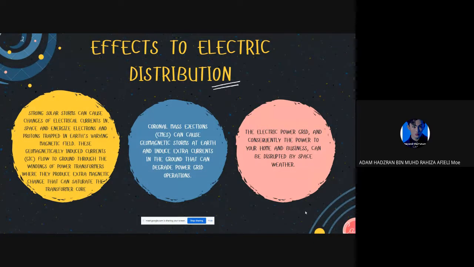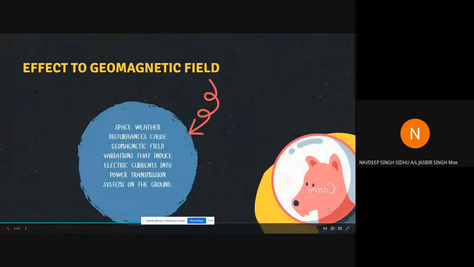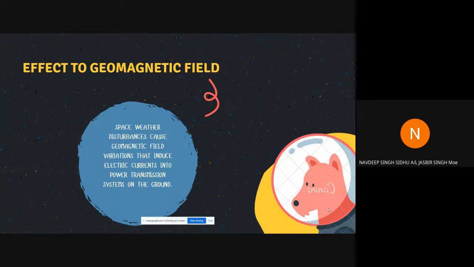Other than that, coronal mass ejection can cause geomagnetic storm at Earth and induce extra currents in the ground that can degrade power grid operation. Lastly but not least, the electric power grid and consequently the power to your home and business can be disrupted by space weather. Okay, so one of the effects to the geomagnetic field is that space weather can cause a variation that induces electric currents into power transmission systems on the ground.